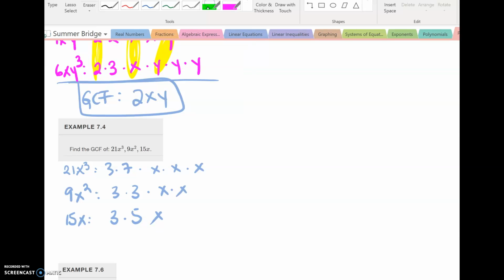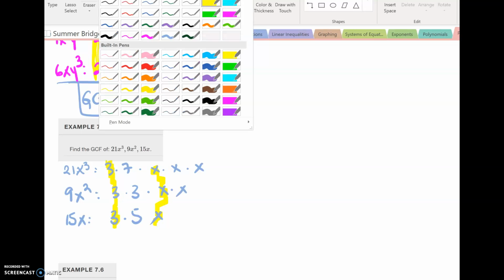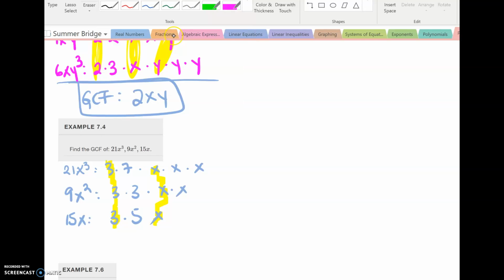Now we take a look at all of them. 3 is in all of them, and an x is in all of them. Little hint here: the GCF, whenever you have variables, is going to be the one with the lowest exponent. Okay, GCF.